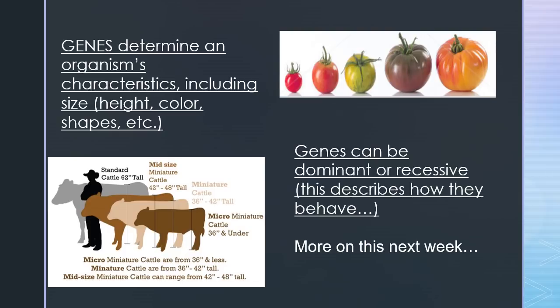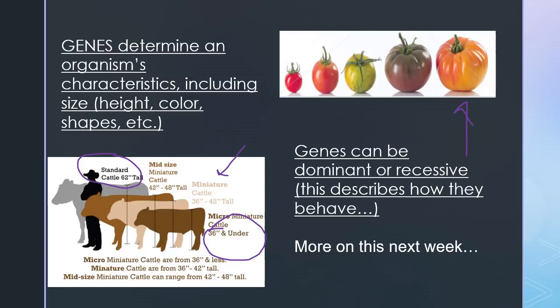So really what you could say is that genes determine an organism's characteristics, ultimately how well or how big something will end up growing. So for instance, the size of these cattle. Some genes are going to make the standard size cattle that are 62 inches tall, but if you have a different version of the gene, you might be a smaller stature, a miniature or a micro miniature cattle, under 36 inches. The same is true of plants.